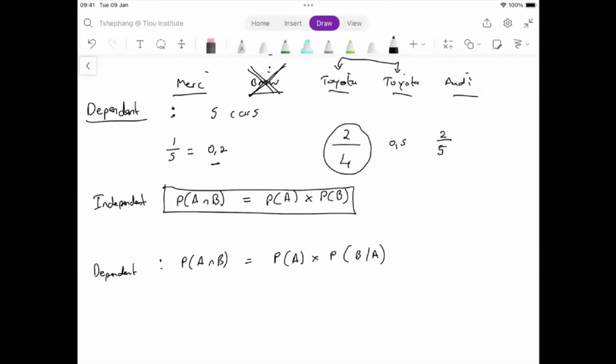Remember that this means the probability of B happening given that A has occurred. And we did look into this in detail.